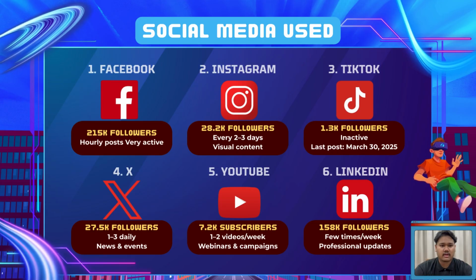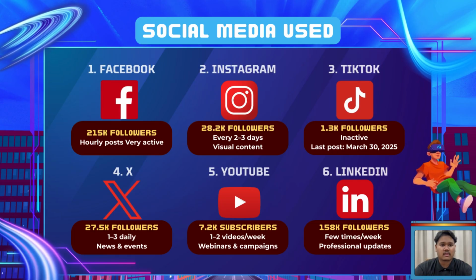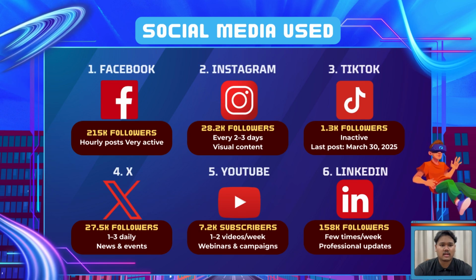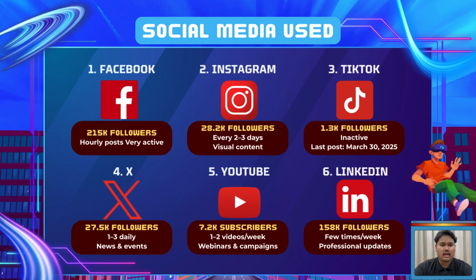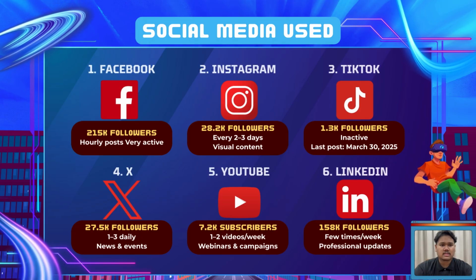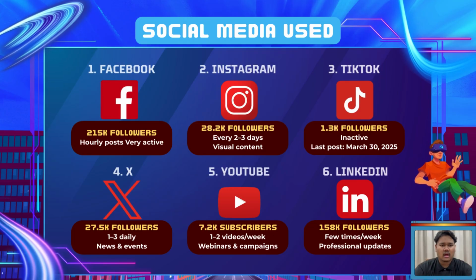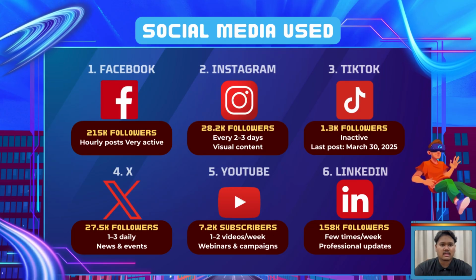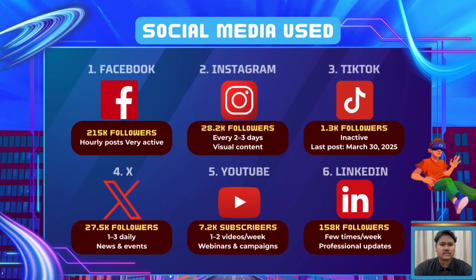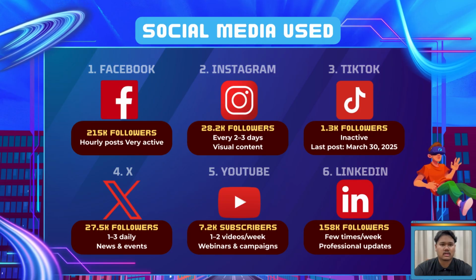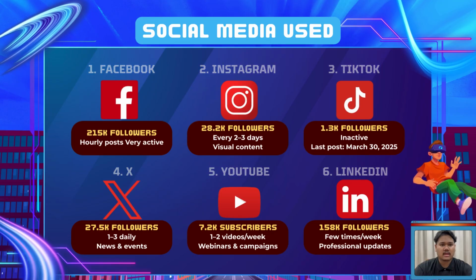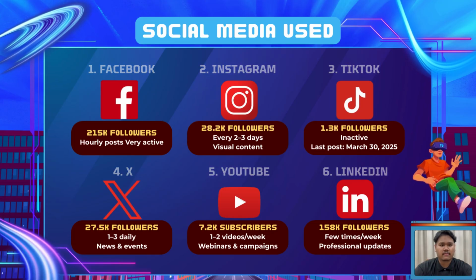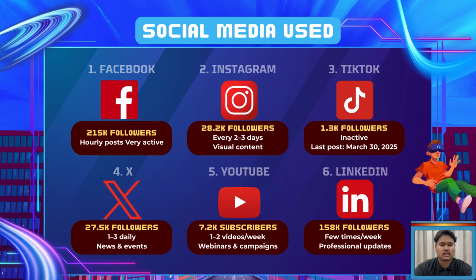Next, we have Instagram. This is ideal for reaching a younger audience and promoting visually driven campaigns. Next, on TikTok, the last post was on March 13, 2025. But this account is inactive, indicating a pause or shift in strategy for this platform. Next, moving on to X or Twitter. They post around 1 to 3 times daily, mainly to share news and events, making this a useful platform for quick updates and public announcements.